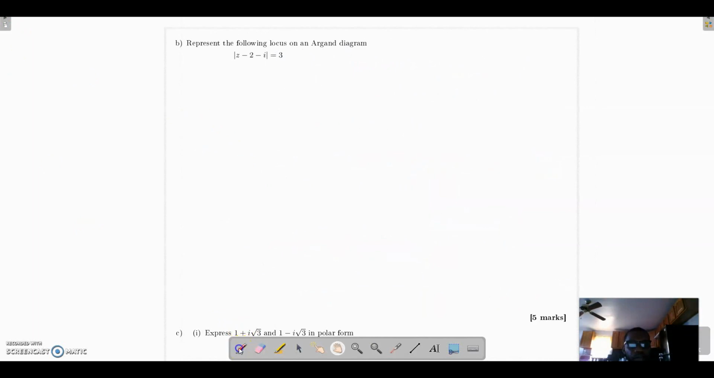All right, we now move on to part B of the question that says represent the following locus on an Argand diagram. And we have modulus of z minus 2 minus i is equal to 3. Now, in the general form, we can actually recognize this because normally when we have modulus of z minus c equal to r, we know it's a circle with center c and radius r.